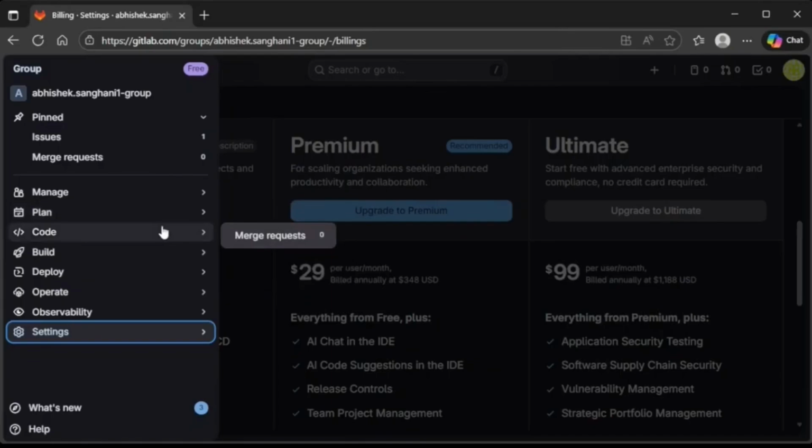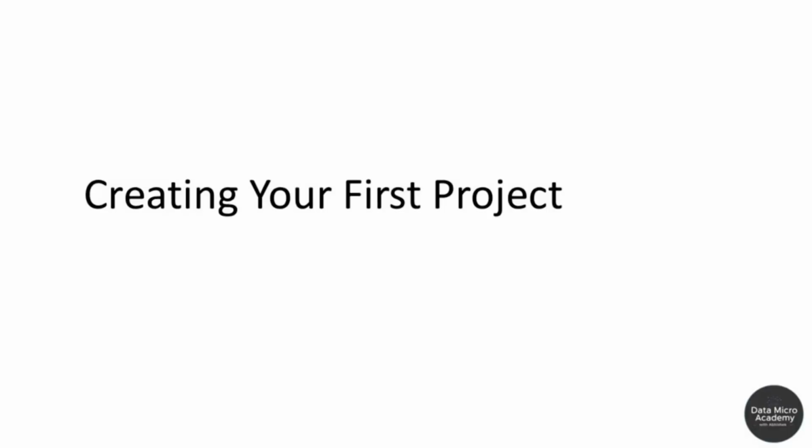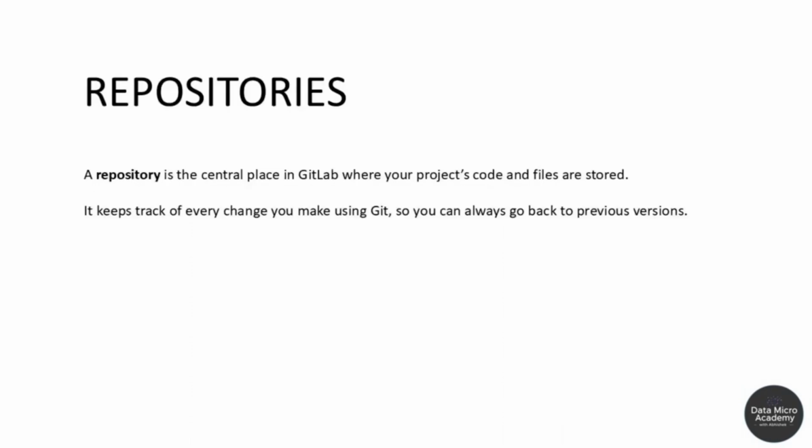The code menu allows us to go to repositories. However, here we do not see the option of repository because we first need to create a project or a repository. Creating a project or repository. As I mentioned earlier, a project is basically a place where we store the files. This is also called a repository or repo.